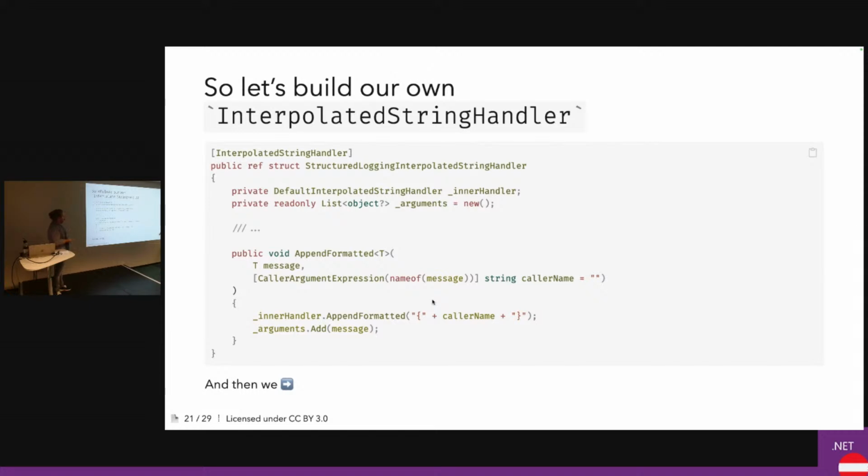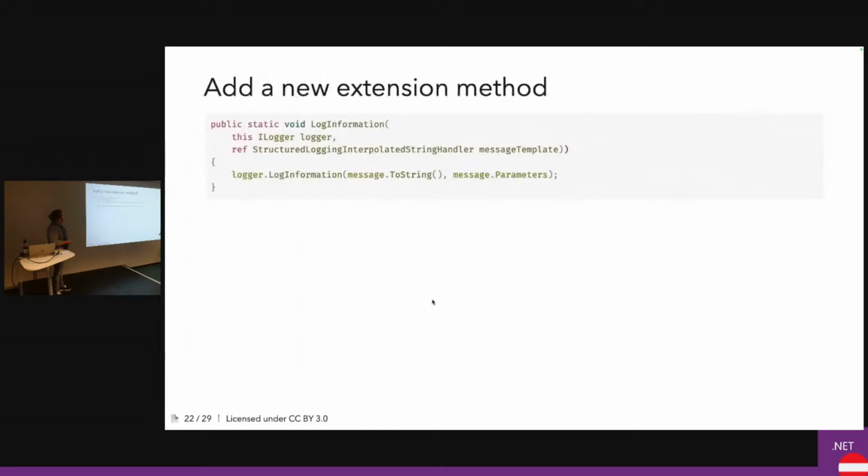With the call argument expression, you could get the variable name of the variable that was put in as a parameter, and then save it in some kind of fancy list. Then, of course, you could define an extension method on the ILogger interface again with log information. You put in the ref and your own implemented interpolated string handler, and you do that log information stuff.